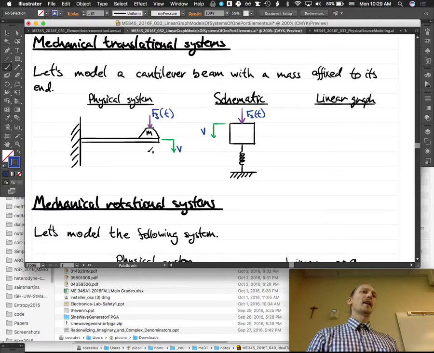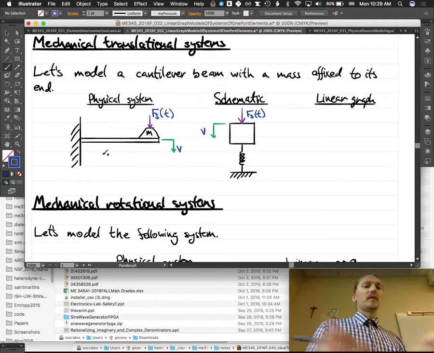Okay, it has some mass, maybe at the end of the shelf, and maybe we want to find out how much vibration we're going to have, force coming into the base of this cantilever beam, for instance. That might be one thing we would be interested to know. So let's draw a schematic.